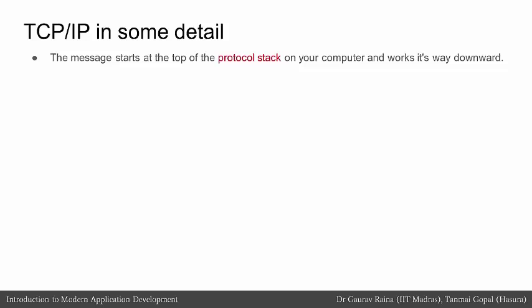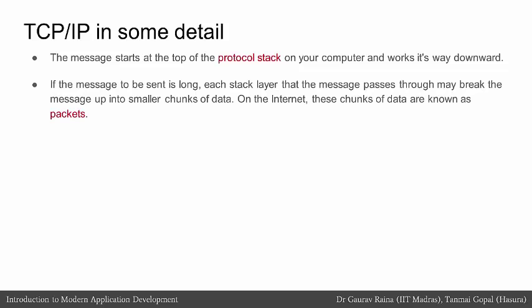Now, given the importance of TCP/IP, we'd like to talk about it in a little bit more detail. The message essentially starts at the top of the protocol stack on your computer and works its way downward. If the message to be sent is long, each stack layer that the message passes through may break the message up into smaller chunks of data. On the internet, these chunks of data are known as packets.